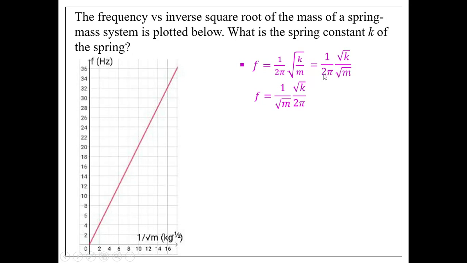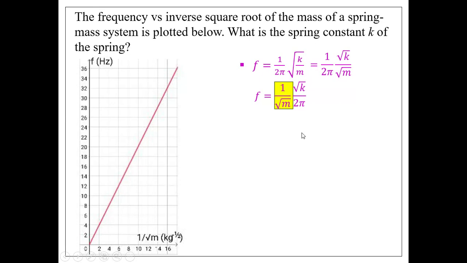However, I just switch the placement of 2 pi and radical m because really you're just multiplying on the bottom. So in the denominator you can just switch the 2 pi and the radical m. Why? Because according to the graph, the horizontal axis gives you 1 over radical m. So I want to get something like that so I can pull information out from the graph. Okay. So again, the numerator is the same. 1 is on top, radical k is on top as well. Instead of saying 1 over 2 pi, I can say 1 over radical m, and then I can just move the 2 pi to the right because I'm just multiplying.